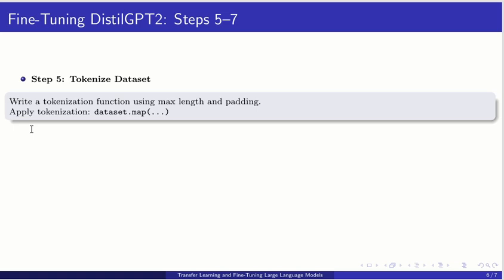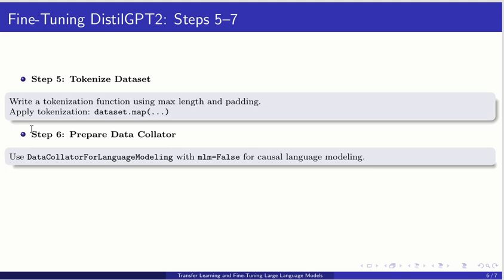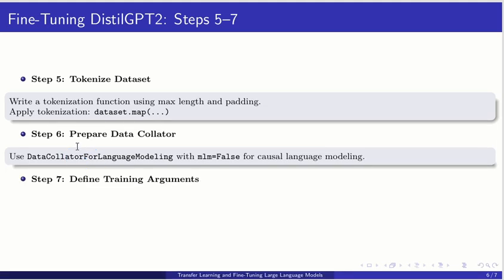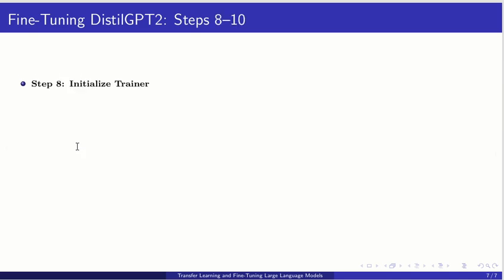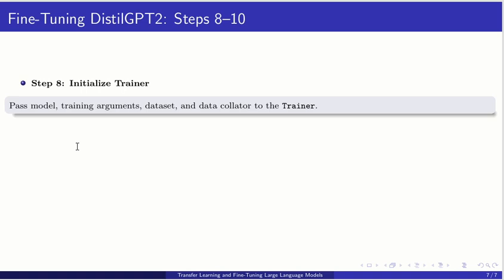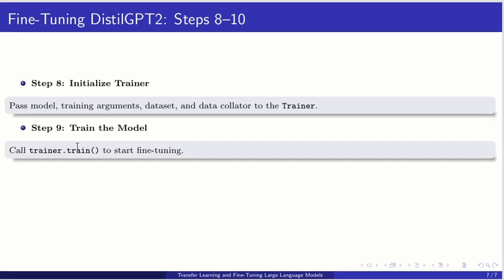Thereafter, tokenize the dataset, and prepare the data collator. The data collator for language modeling, this one we will use. Define training arguments. There are many training arguments, I will show in the real Python code. Thereafter initialize the trainer, step 8, I will also show in the code. Thereafter train the model. With the trainer we will use the train method, and it will start fine-tuning the model.